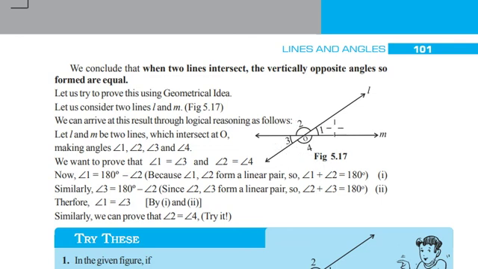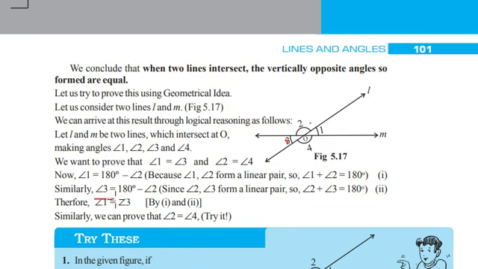Now we know that angle 1 plus angle 2 is equal to 180 degrees. Subtract the measure of angle 2 on both sides of the equation. We will get angle 1 is equal to 180 minus the measure of angle 2. Similarly, the measure of angle 2 plus the measure of angle 3 is equal to 180 degrees. Subtract the measure of angle 2 on both sides of the equation.